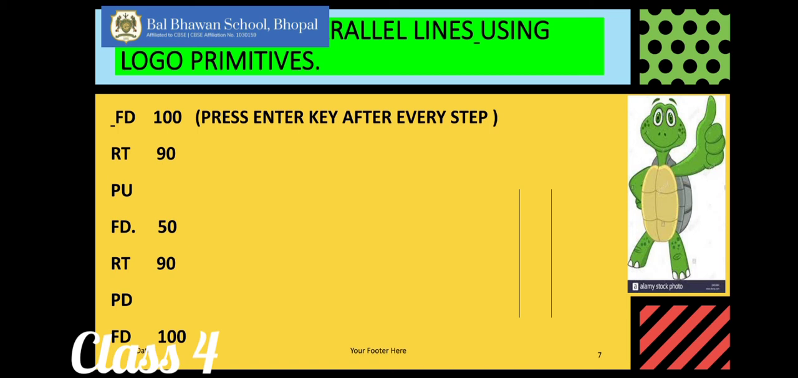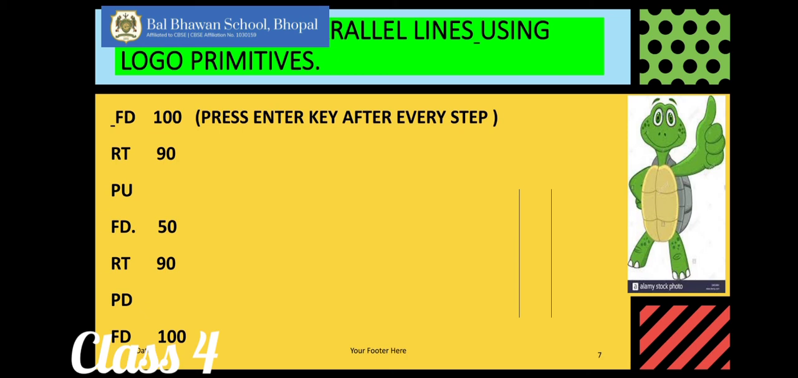So, we will be typing pen up, PU. After that, we will move the turtle ahead a little bit. So, we will type FD 50. We will turn the turtle again in the right direction. So, we will type RT 90.